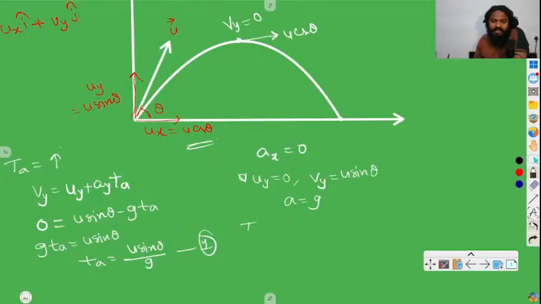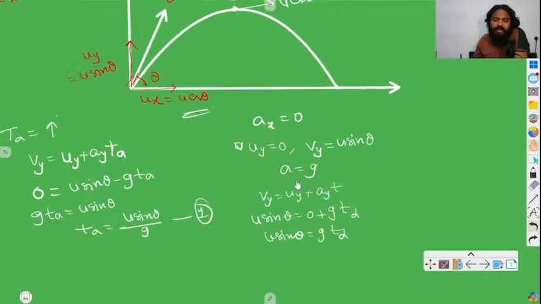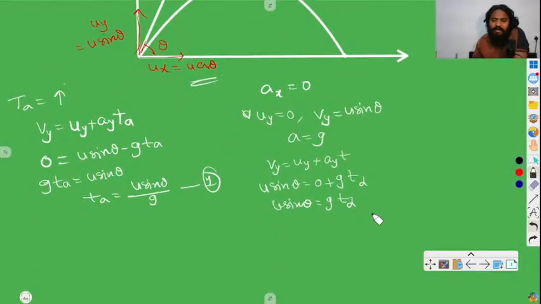What is that equation? The equation is Vy equals uy plus ay into t. Now Vy in this case is u sin theta, which equals 0 plus g td, where td is the time of descent. From this, u sin theta is equal to g td, and then you can write the time of descent, td, is equal to u sin theta by g.